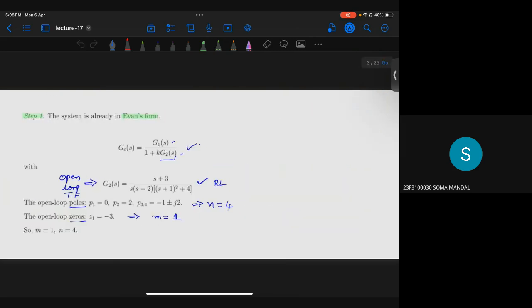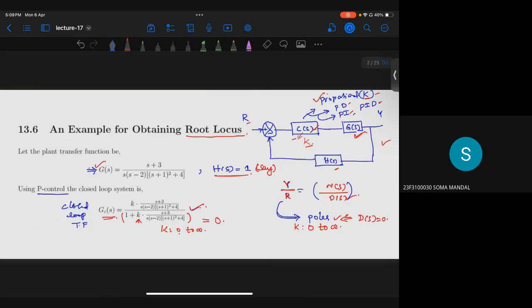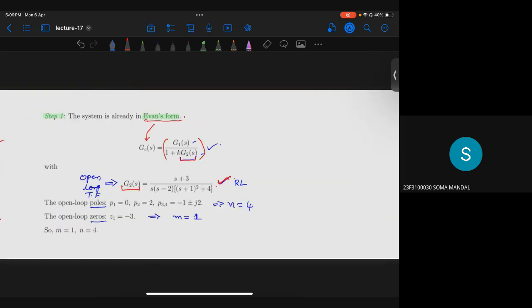In root locus, the first step is that we put the closed loop transfer function in this form. After keeping it in this form, we consider this G2 of S here. That G2 of S expression for the given transfer function is this, which is exactly equivalent to the open loop transfer function.